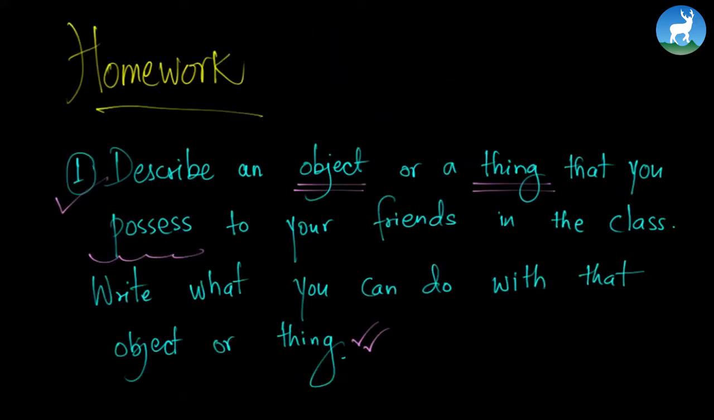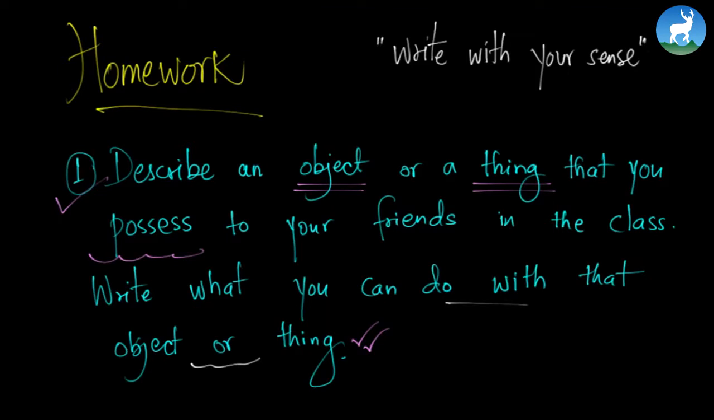Describe an object or a thing that you possess to your friends in the class. Write what you can do with that object or thing. So write about it. Make sure to write with your senses, that means by using as many sensory details as possible.